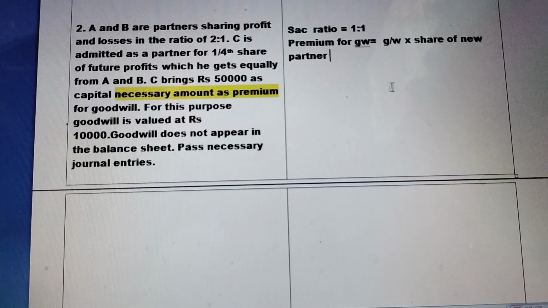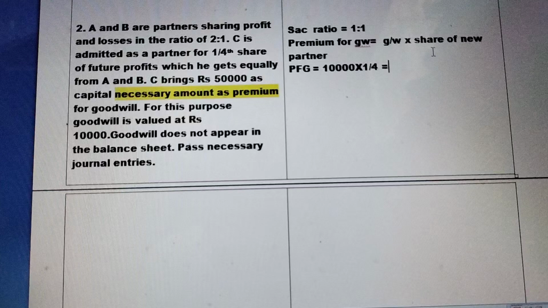Premium for goodwill means goodwill into share of new partner. So how do you calculate premium of goodwill? It is calculated by multiplying the market value of goodwill into share of new partner. So premium for goodwill is equal to goodwill 10,000 into the share of new partner, 1 divided by 4. So for getting one-fourth share of future profit, he should bring 2,500 as a premium, because one-fourth of 10,000 is 2,500.